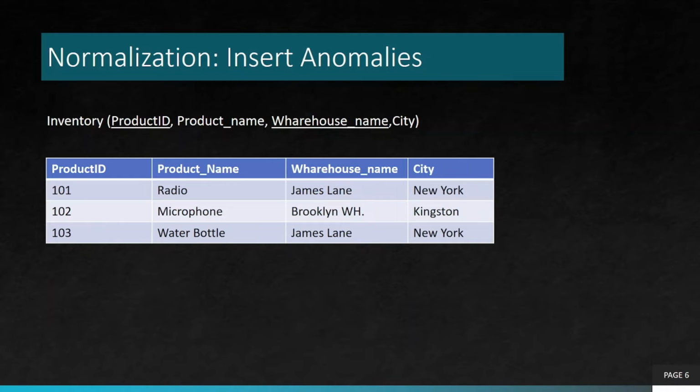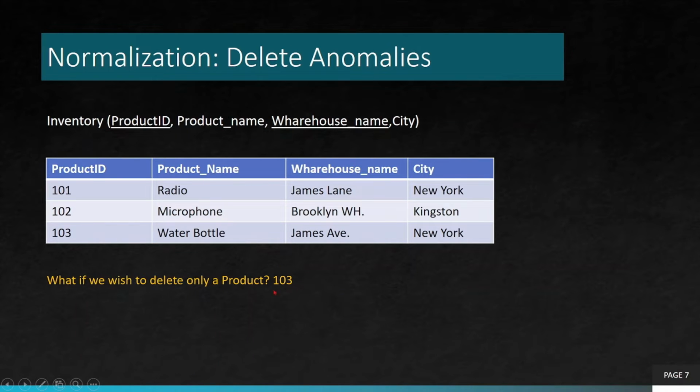You also have insert anomalies. Now here we have the same inventory table again. Now let's say we just wanted to add a product, right? So here the warehouse name is part of the primary key. So if we're supposed to add a new product called microwave with an ID of 104 and we just wanted to add the product, what will happen to the warehouse? We'll be forced to add a value for the warehouse, right? Because it is a part of the primary key. But we only wanted to insert a product. We didn't want to associate it with a warehouse.